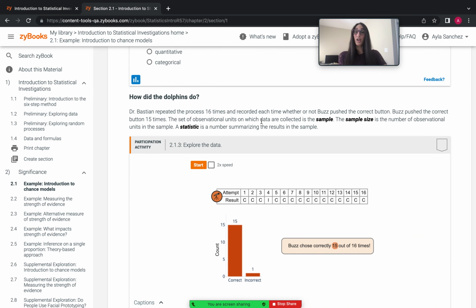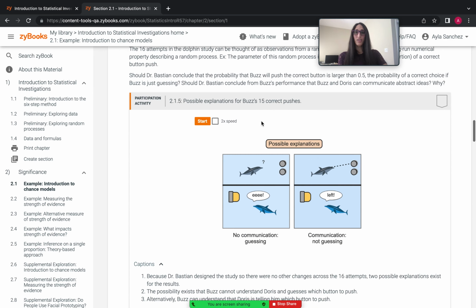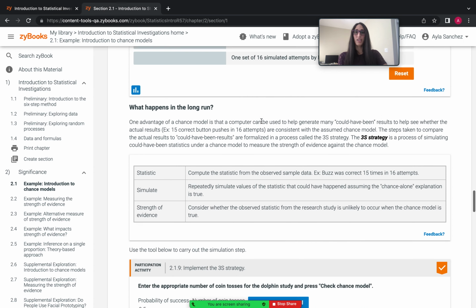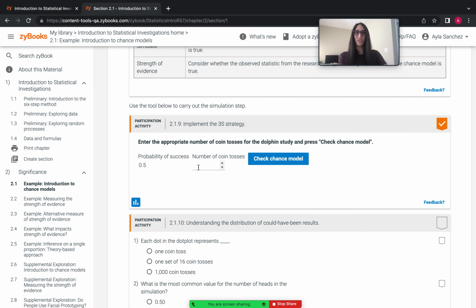Definitions are introduced in the context of this study, and eventually students are tasked with conducting a simulation themselves using an integrated simulation zy tool. Here in this one, students learned about a coin toss model about the dolphin study, where the dolphins pressed a button 16 times, and so students flip a coin 16 times.